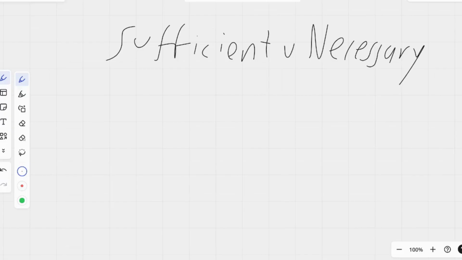Today we're going to be going over sufficient versus necessary. This is one of the most important skills you should know when you're taking the LSAT: being able to differentiate between a sufficient condition and a necessary condition.